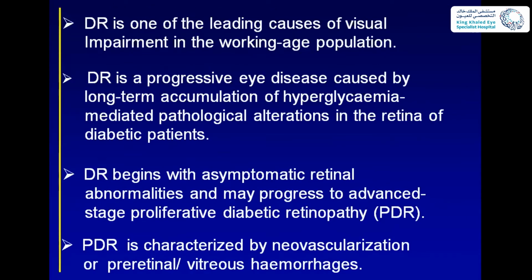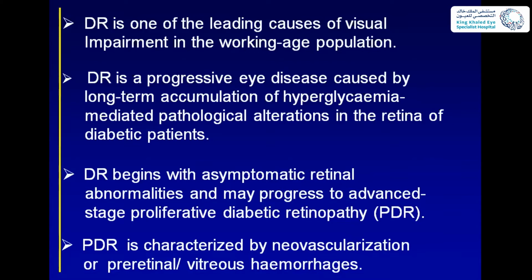So it is a visual problem, an eye vision problem in the working age population, if the diabetes has lasted more than 20 years. And you know that diabetes is because of high glucose, hyperglycemia. Whenever the diabetic patient's glucose level is high, there is a pathology in the retina. So this is a hyperglycemia-mediated pathologic alteration in the retina of diabetic patients.